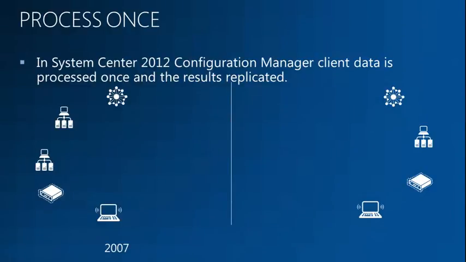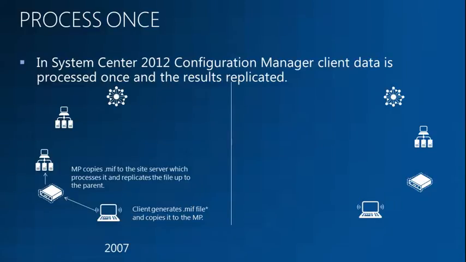So this diagram has an intentional flaw, and I just want to see if anyone can spot it. It's a CM07 flaw. See if anyone can spot it. There's an asterisk in there. So the client generates a MIF file, and there's your asterisk, and copies it to the MP. The MP copies that MIF file up to the site server for the site. It inserts it into its database, takes the same file, passes it up using the sender to the parent primary site, which processes it again, and then the central site processes it yet another time.